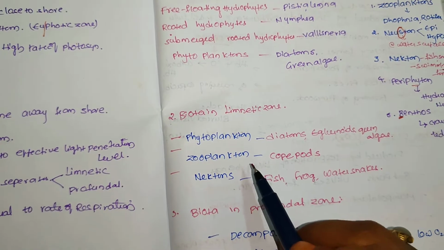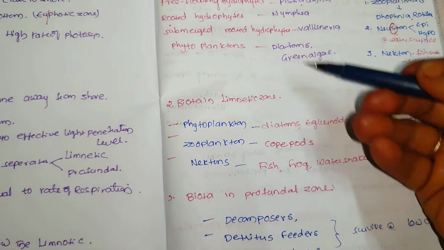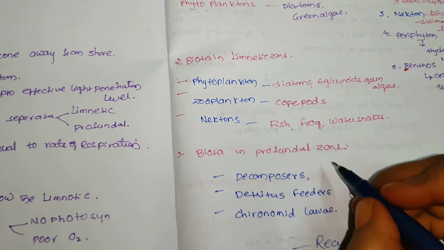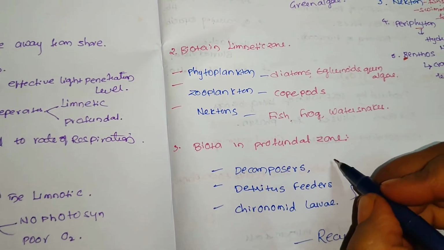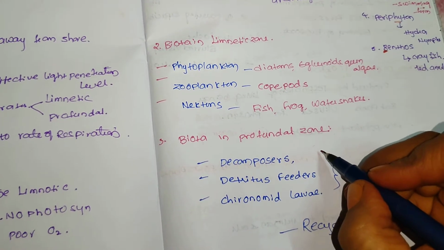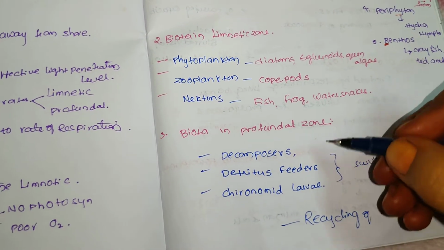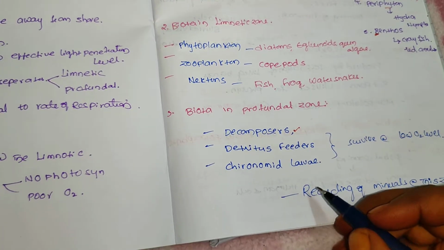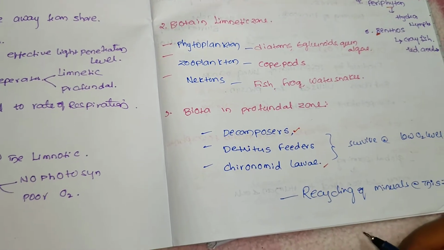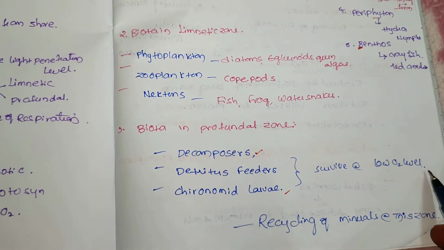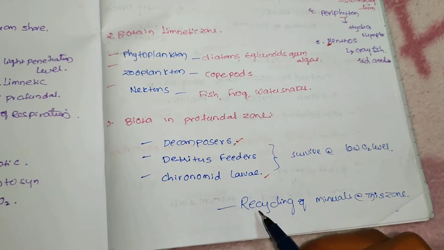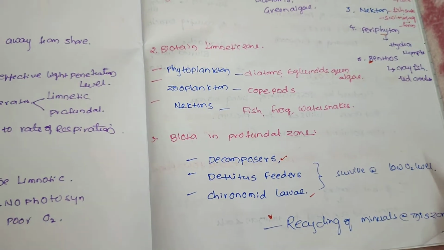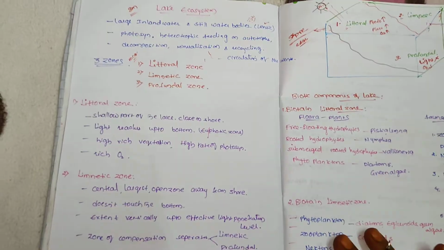Then the biota in the second zone, the limnetic zone: phytoplankton are there, zooplankton are there, nekton are there, with the same examples. Then the biota in the profundal zone. Here there is no light, no photosynthesis and poor supply of oxygen. That is why decomposers are there, detritus feeders are there, and chironomid larvae are also present, so they can survive at low oxygen levels. This is the zone for recycling of minerals and nutrients. So this is the lake ecosystem.